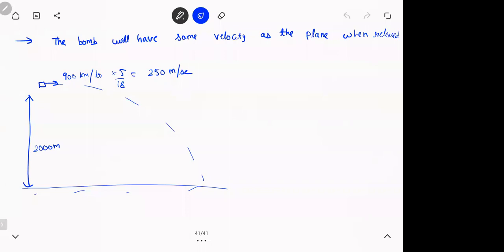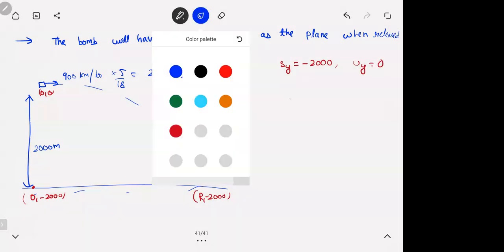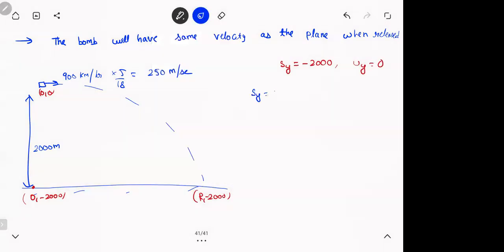So how to do here? The point where you throw is the origin. 0, comma minus 2000. This is range, comma minus 2000. So vertical displacement is minus 2000. Vertical velocity is 0. So we use Sy is uy t plus half ay t square.